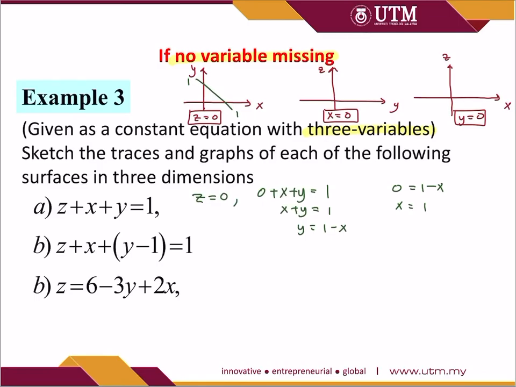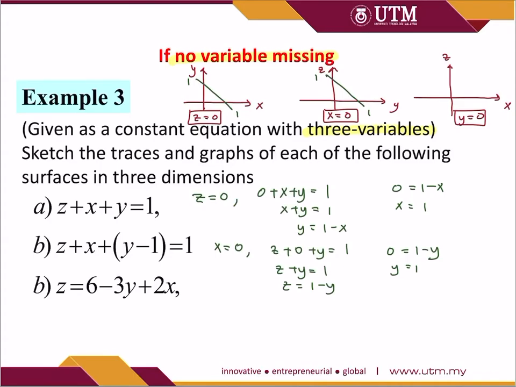For x equal to 0, it will be z plus 0 plus y equal to 1. So we have z plus y equal to 1, z equal to 1 minus y. For this case, we have a negative slope also, and intercept at 1. Then 0 equal to 1 minus y, so y equal to 1. Still 1 here. That one is our trace.